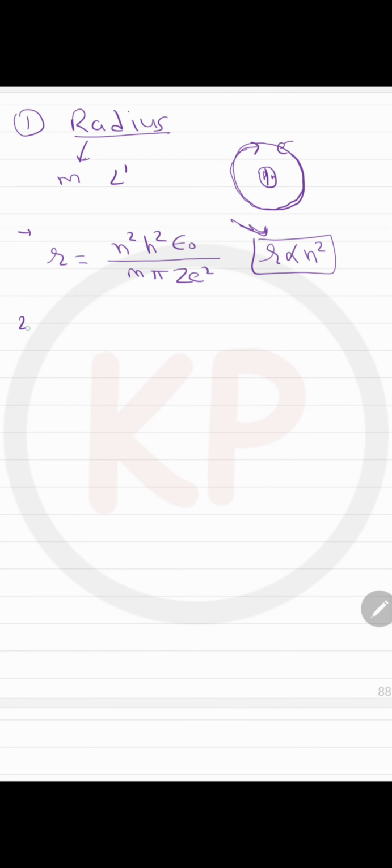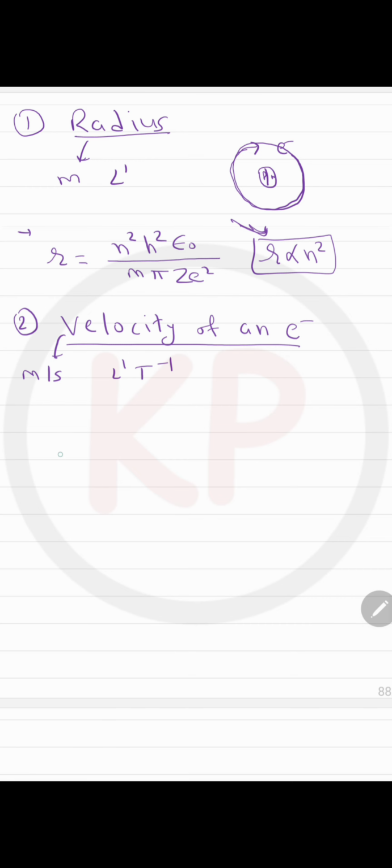Number 2, velocity of an electron in nth orbit. Okay, velocity of electron in nth orbit. Again, it's the velocity. Unit of velocity is meter per second. Dimensional formula is L^1 T^-1. Now let's see its formula. Velocity according to Bohr theory is given by v = nh / (2π m r).